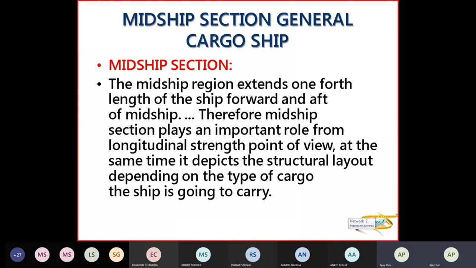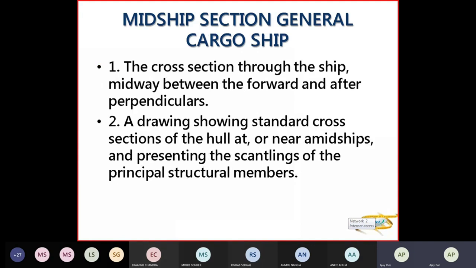So the midship section basically extends 1/4 length of the ship forward and aft of the midships. Therefore, this is very important, basis your longitudinal strength, and it'll depict your structural layout depending on the cargo the ship is going to carry. The cross section is midway between your forward and aft perpendicular, and that is the parallel body where your maximum structures can be seen rather than forward and aft.